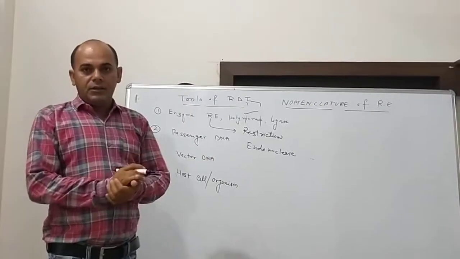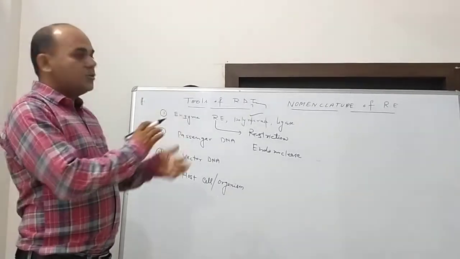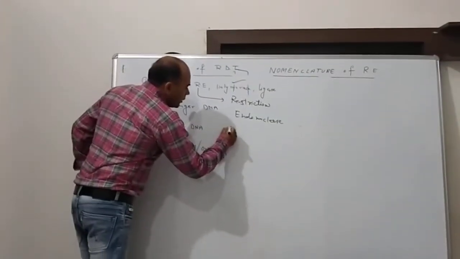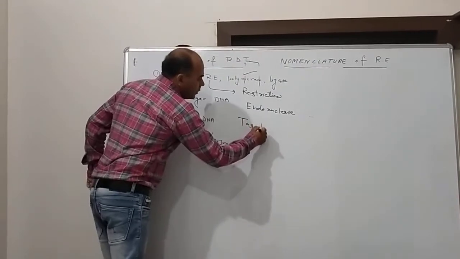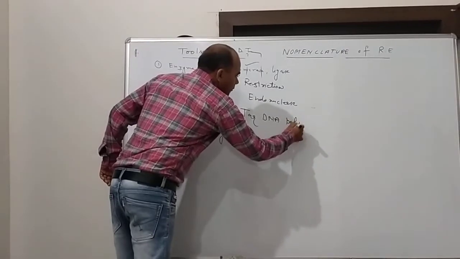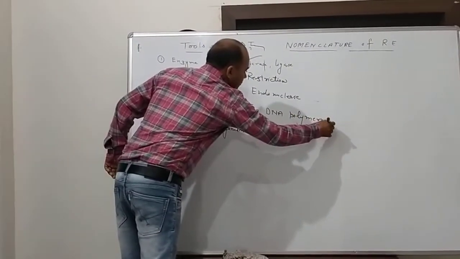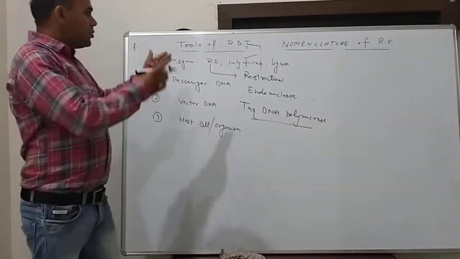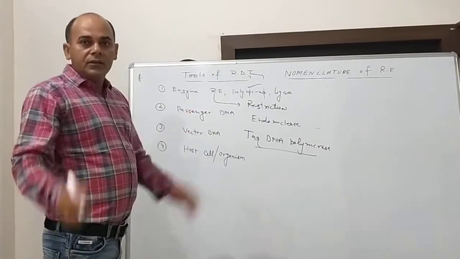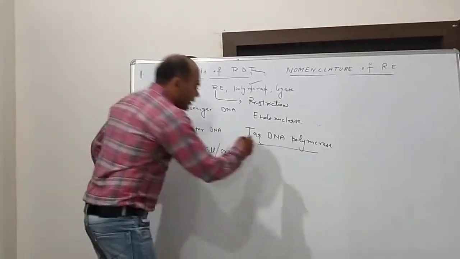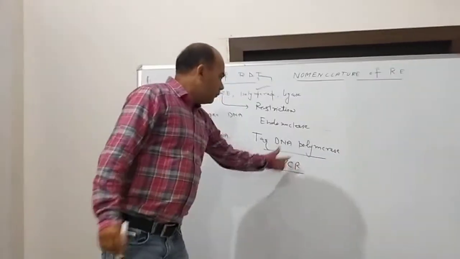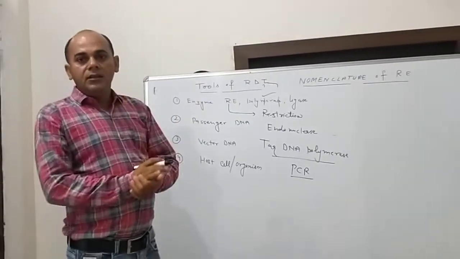Another enzyme which is used is polymerase. The complete name of this enzyme, which is used in this chapter, biotechnology, is called TAQ DNA polymerase. This is a very important enzyme which is used in a technique that is later to be discussed. That technique is called PCR. The full form of PCR is polymerase chain reaction.